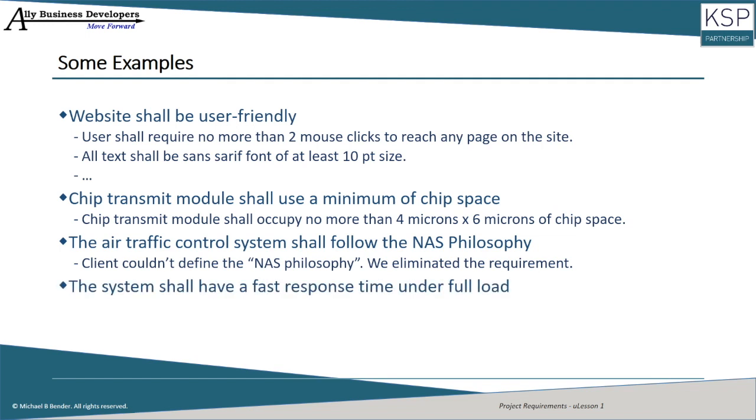Our last example is another common one. The system shall have a fast response time under full load. We see that it is not measurable. To fix this, we simply make it measurable. Of course, we would have to define what full load is.